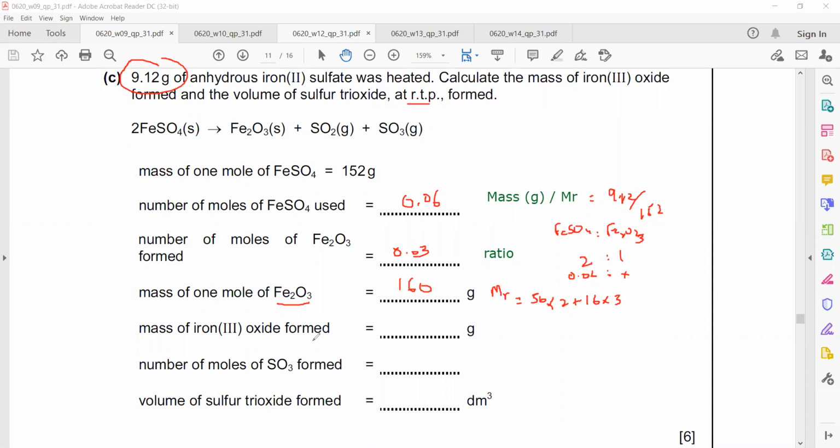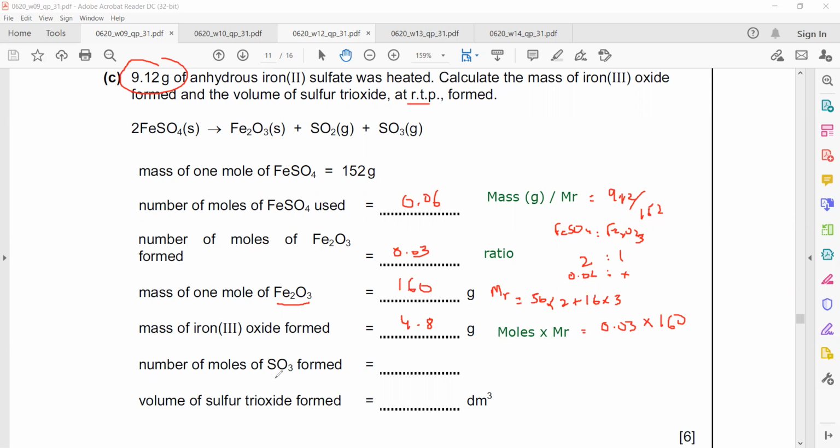Mass of iron oxide formed. So how to get the mass of iron oxide formed? When you need the mass in gram, it is moles multiplied by molar mass. So moles in the question 0.03 and the molar mass is given, 160. So 0.03 multiplied by 160 equals 4.8 grams of iron 3 oxide.